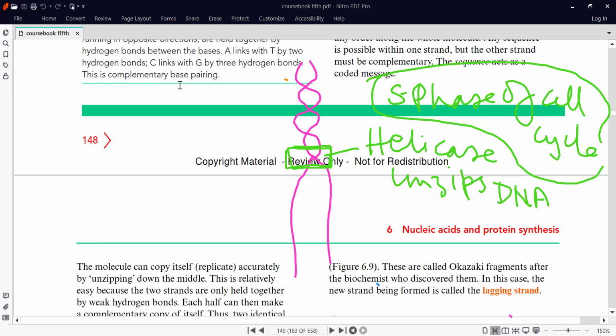It opens just like a zip. Helicase opens the chains of the DNA. On one side, there is a 3 prime end. On the other side, there is a 5 prime end. And I already mentioned that DNA is going to replicate from the 3 prime end. So first of all, a primer will be connected. Primer is a small piece of RNA on which the DNA polymerase is going to connect and start replication.